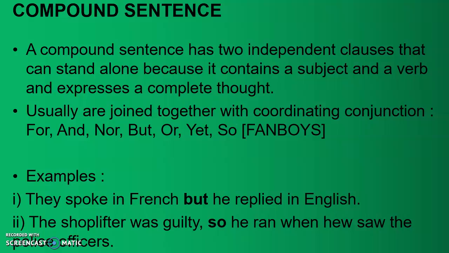The same rule applies for the second example. The shoplifter was guilty, so he ran away when he saw the police officers. So the first part of the sentence, the shoplifter was guilty. I can end it there and it would make perfect sense because it's an independent clause. And the second part, he ran away when he saw the police officers, would also make sense as it is an independent clause. Now, since we are joining both of these independent clauses with one of the coordinating conjunctions, which is so, it is a perfect compound sentence.